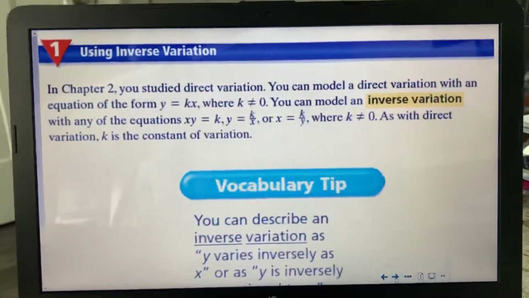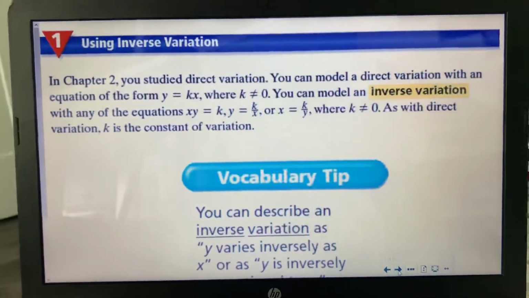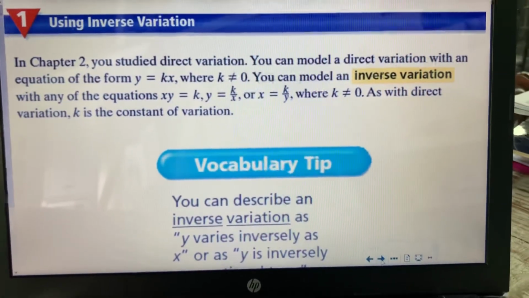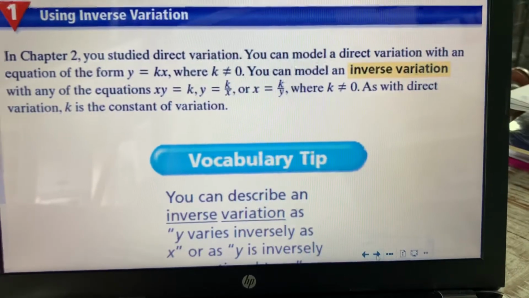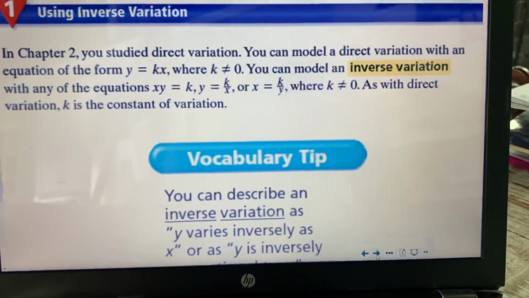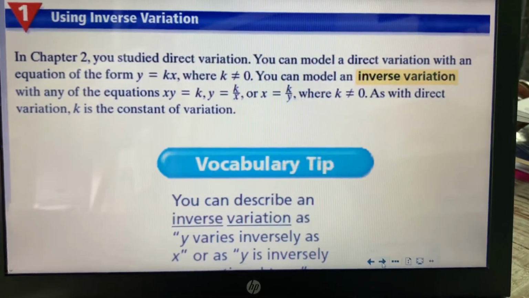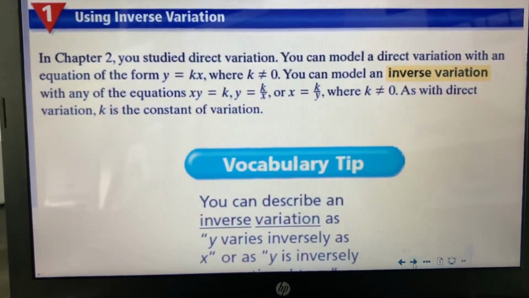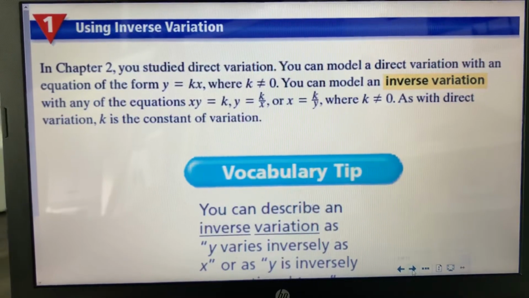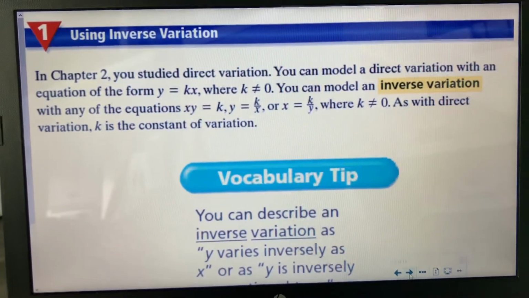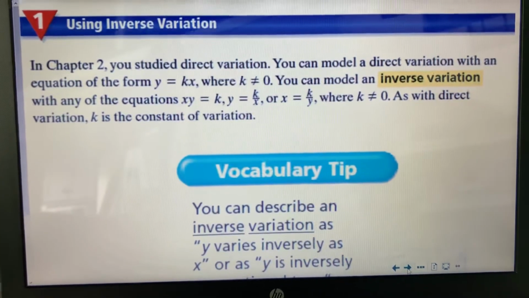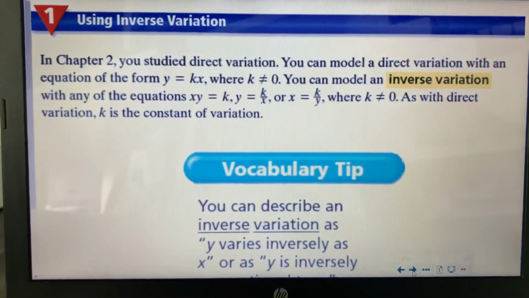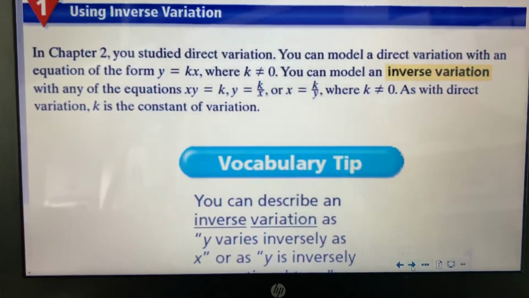Okay, in chapter 2, we studied direct variation. That was y equals kx. You can also model with inverse variation, and it uses these following equations: xy equals k. So that's telling you to find k, you multiply your x and y together. You could also say y is equal to k over x if you just take that and solve it for y. We use that form anytime it asks us to write an equation. If it says write an inverse variation, we're going to say y equals whatever the k value is over x.